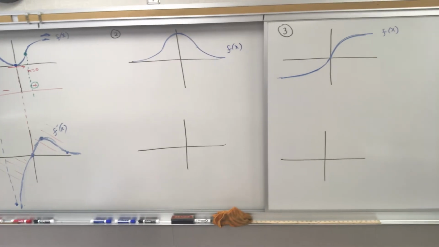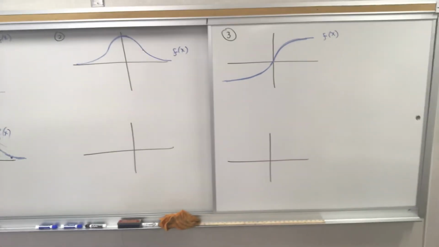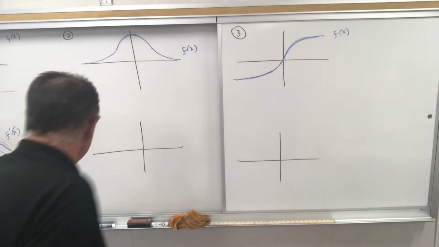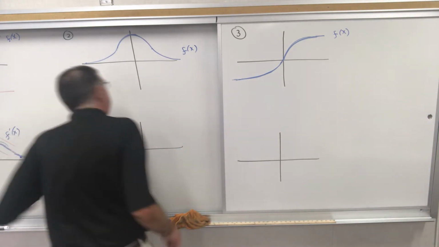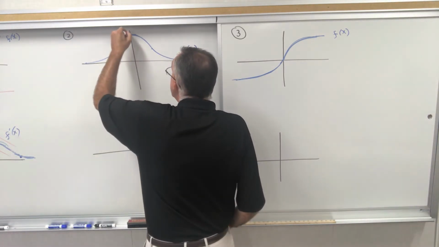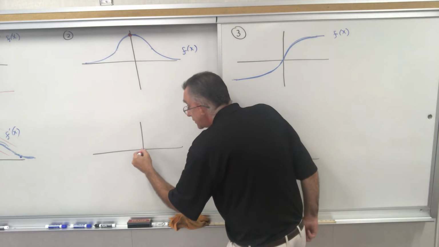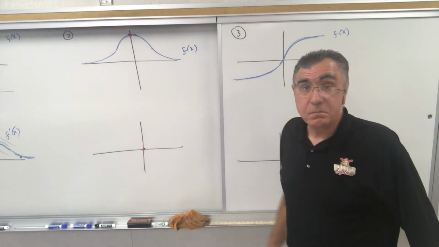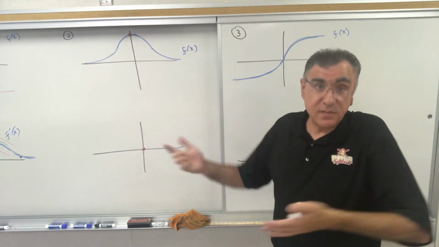5-step process to these. First step, figure out when the derivative is 0. Derivative's got to be 0 here. First step. Not much, but something, right?